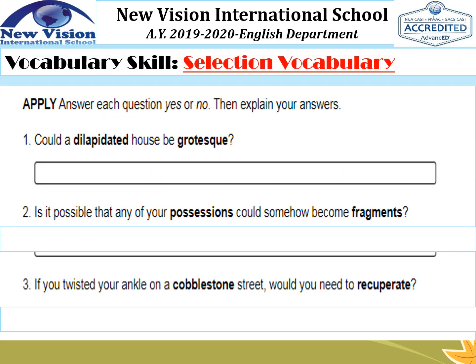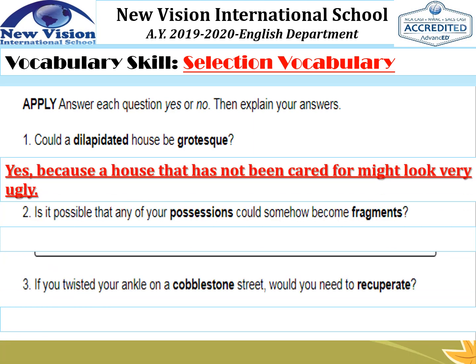For the last part, we have to apply. Answer each question with a yes or a no. Then explain your reasoning on the space provided for you. Could a dilapidated house be grotesque? Yes or no, and then explain. Okay, yes, why? Because a house that has not been cared for might look very ugly.